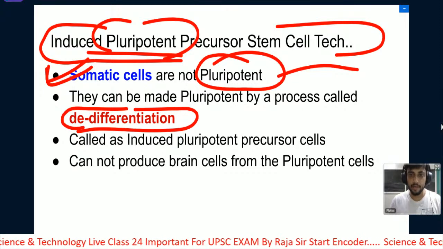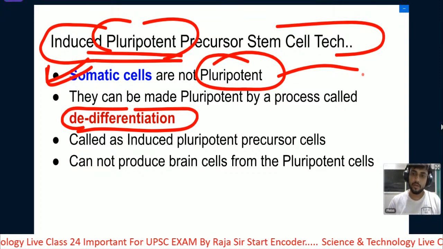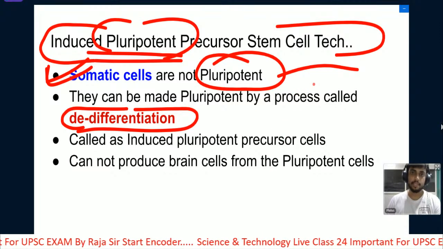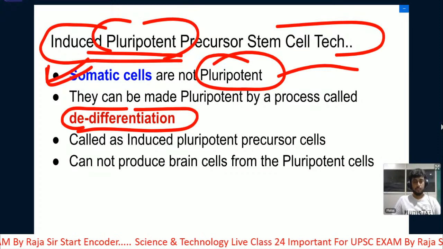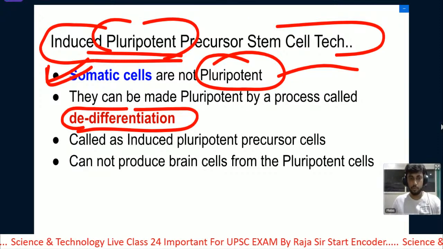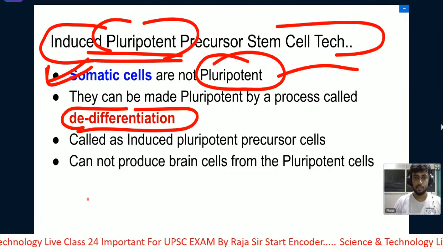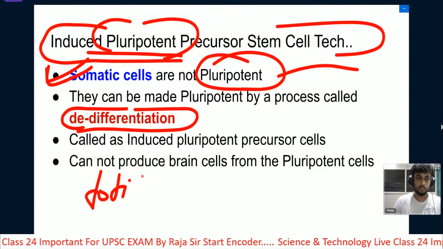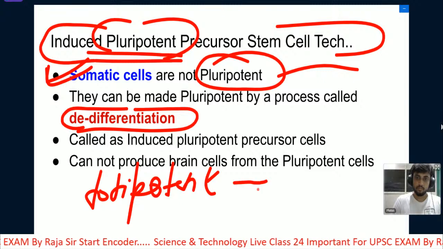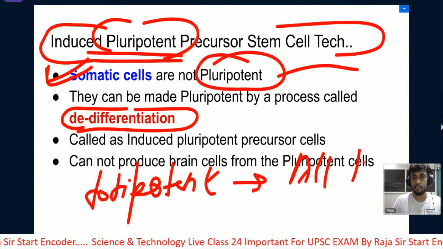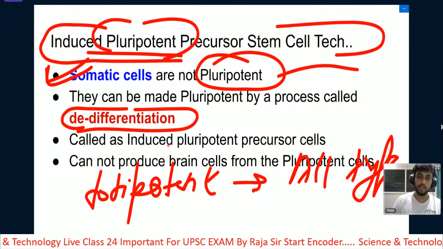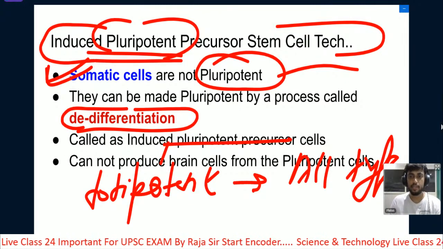Sorry, it was my mistake. Pluripotent cells can be converted into many cell types, and totipotent cells can be converted into any cell type. There is a difference between pluripotent and totipotent. Totipotent cells can be converted to all types of cells. We can create all types of cells from a totipotent cell, and the example of totipotent is the embryo.